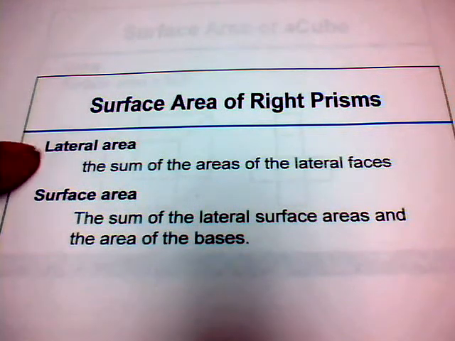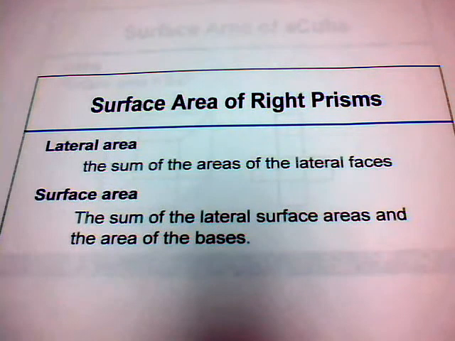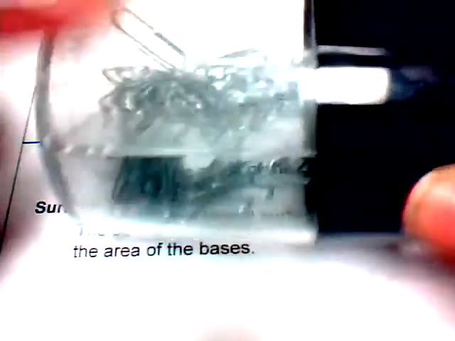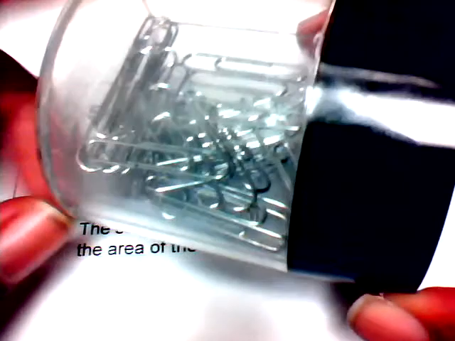So here we need to define what lateral area is and what the surface area is. The lateral area is always the sum of the area of the lateral faces. I'm just going to use an illustration of something like this. This right here is pretty much my container with paper clips in it. It's like a circular cylinder. The lateral faces is going to be this right here.